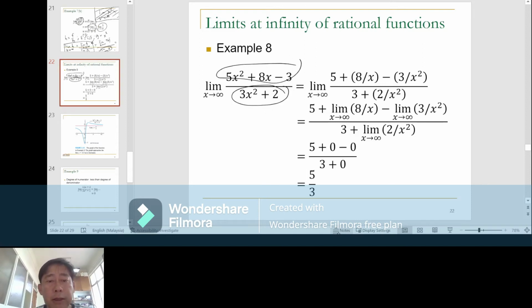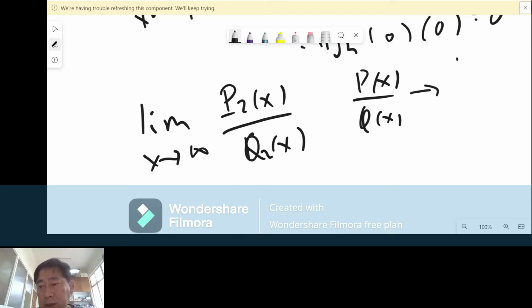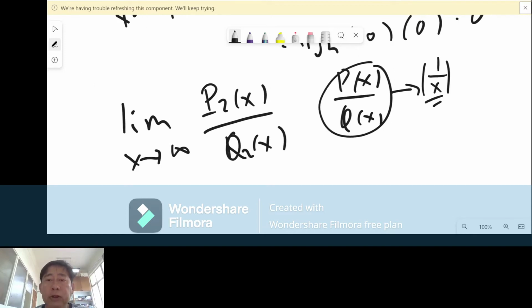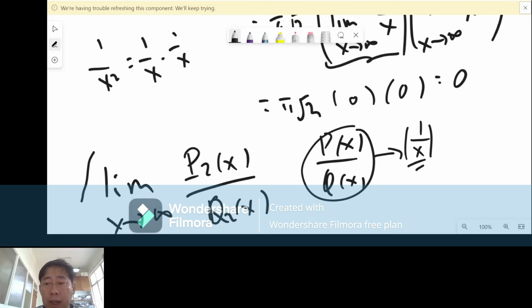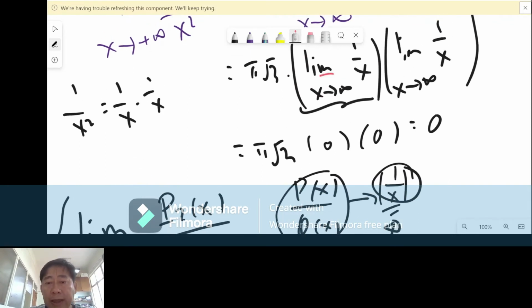So in order to calculate the limit of a rational function, we have to try to cast the rational function into the form that is expressed in terms of 1 over x. So we have to somehow translate this rational function into the form that has only expression of 1 over x. If you are able to express p over q into a function that involves only 1 over x, then you'll be able to make use of the previously known results that the limit of 1 over x tends towards 0 when x tends towards infinity.